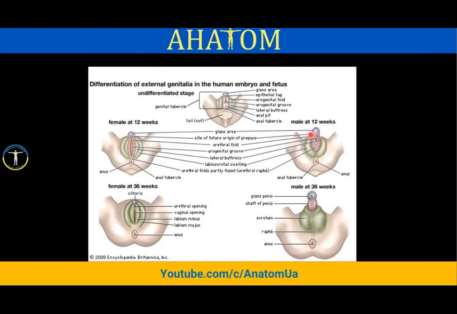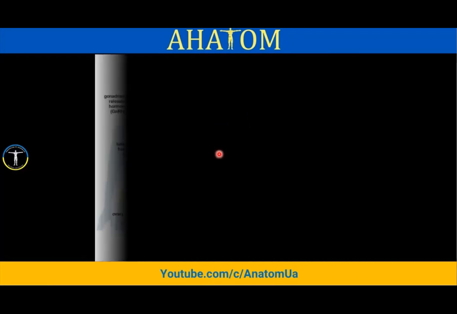Female and male in 12 weeks, and you remember near 7, 8 weeks in the embryo. It's a special stage when differences between male and female organism are absent and some very same structures are present in the genital organs.